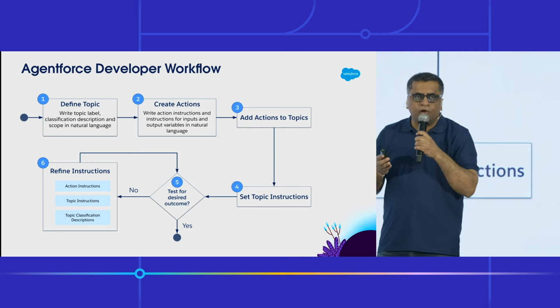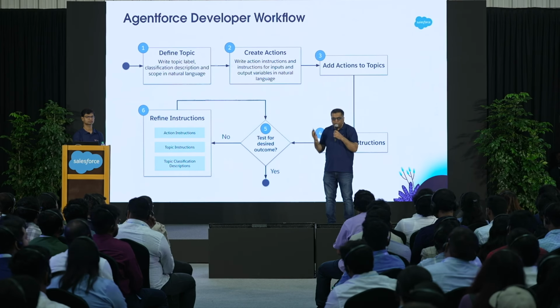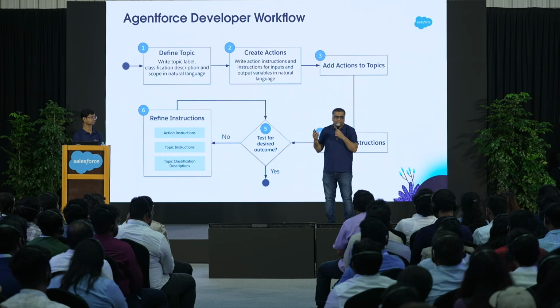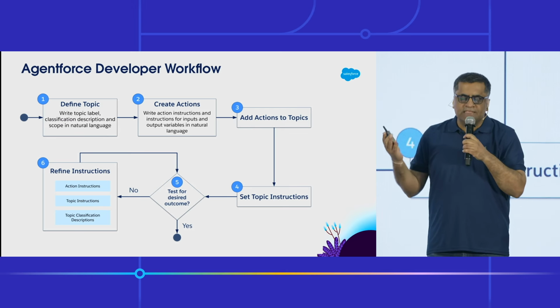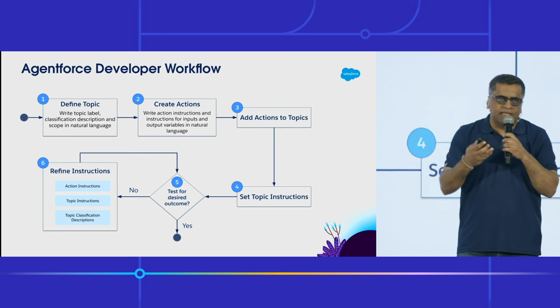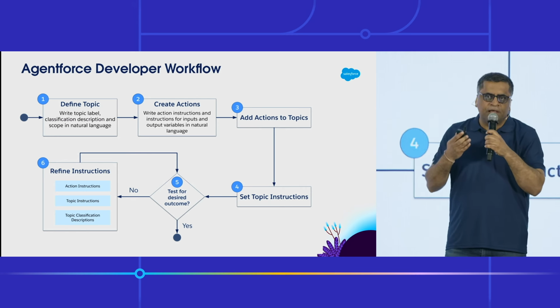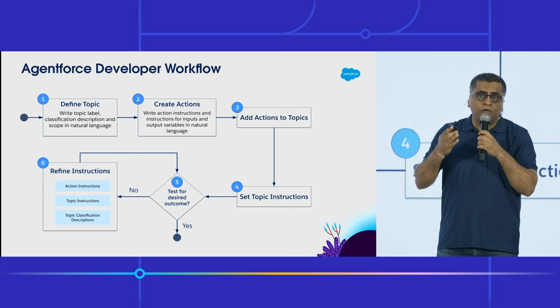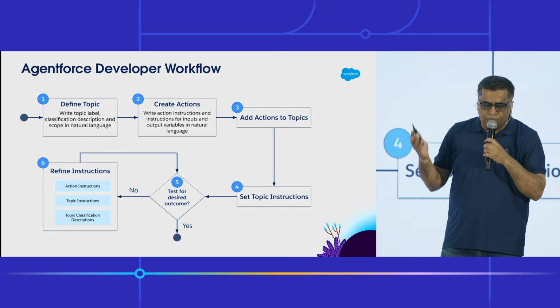So once you've created a topic, then you need to define the action. So for example, case management is my topic. Case action could be create a record or update a record. Similarly, on the Sales Cloud side, if it's an SDR, it could be create a lead, update a lead, convert a lead, move an opportunity from one stage to another. All of those are actions.